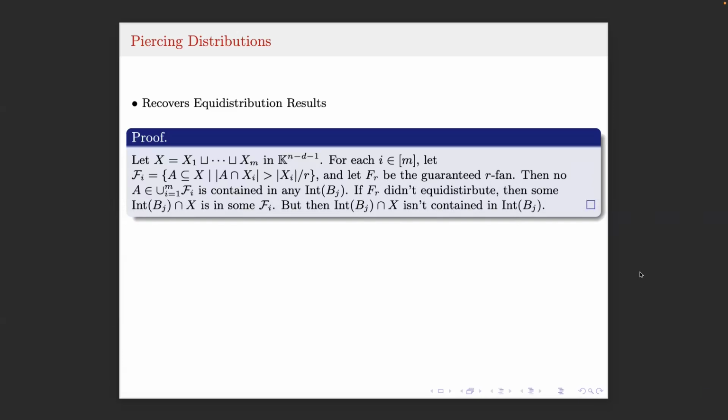Then again, this r-fan is going to have to equidistribute, because if it didn't, then that means that for some j and some i, the interior of the blade contains strictly more than an r-th of the color class. And so then it would be an element of this family. But if it's an element of the family, then it can't be contained in the interior of any blade. And okay, then that's your contradiction again.